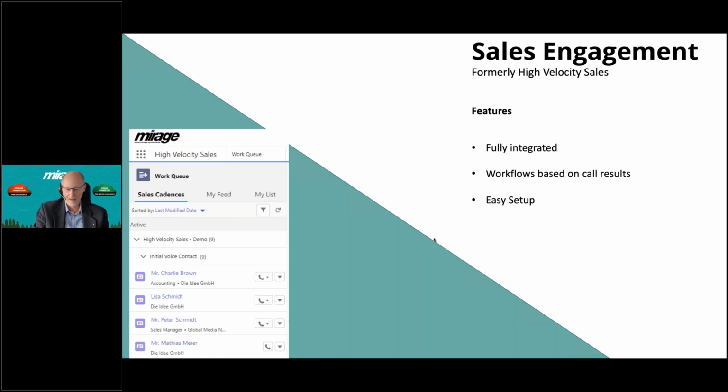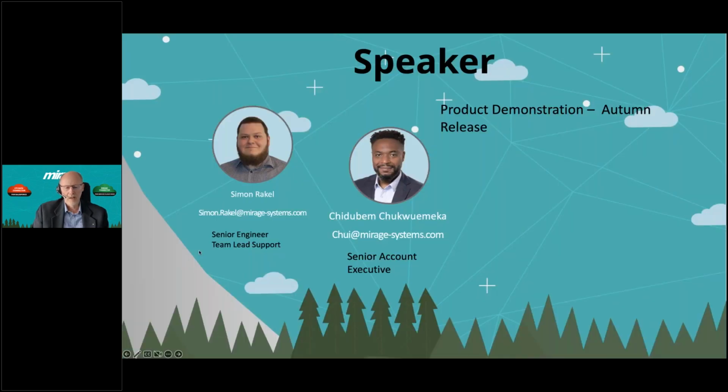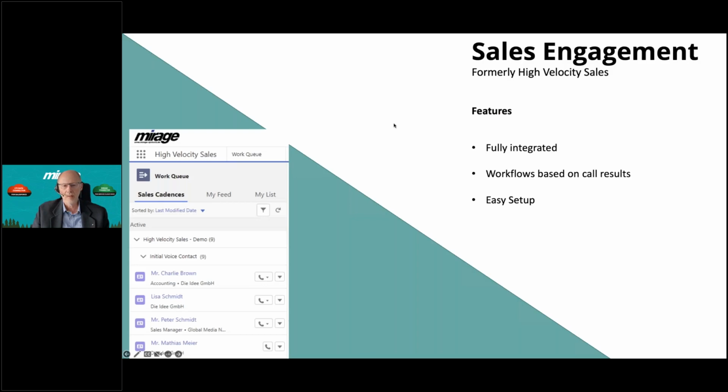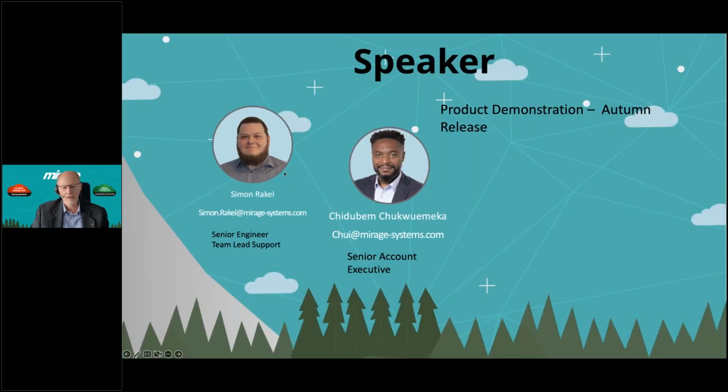Of course, the basis is High Velocity Sales or Sales Engagement, and you already need the setup in place. But then the combination and linking to CTI Data Connector is very easy, and we will also show that in the live demo. Yeah, those are the major topics I picked for you from the release, and now I'm handing over to Simon and to Chidobin, who will show you now how the features look in CTI Data Connector.